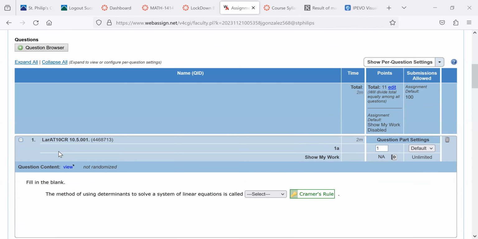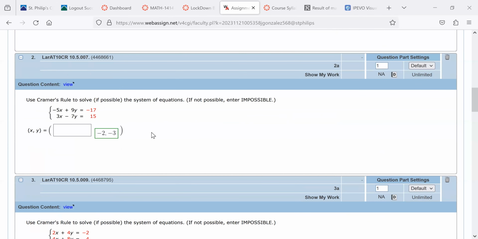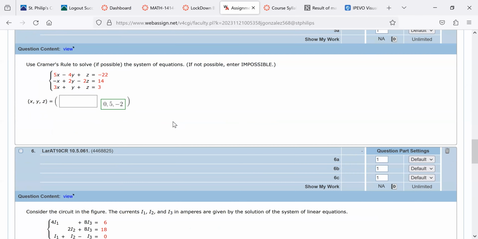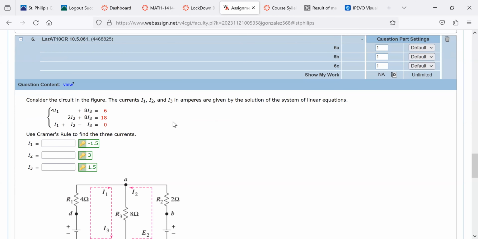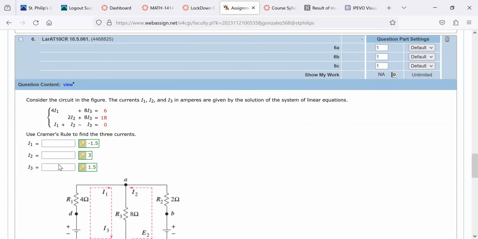This last section is the same stuff, honestly, 10.5. The only thing they're doing is using a different method to solve for x and y. So you're still solving the system, they're just using a different method. You can use any method you want. It doesn't really matter. It's kind of cool what they're using it for, but the work is the same.